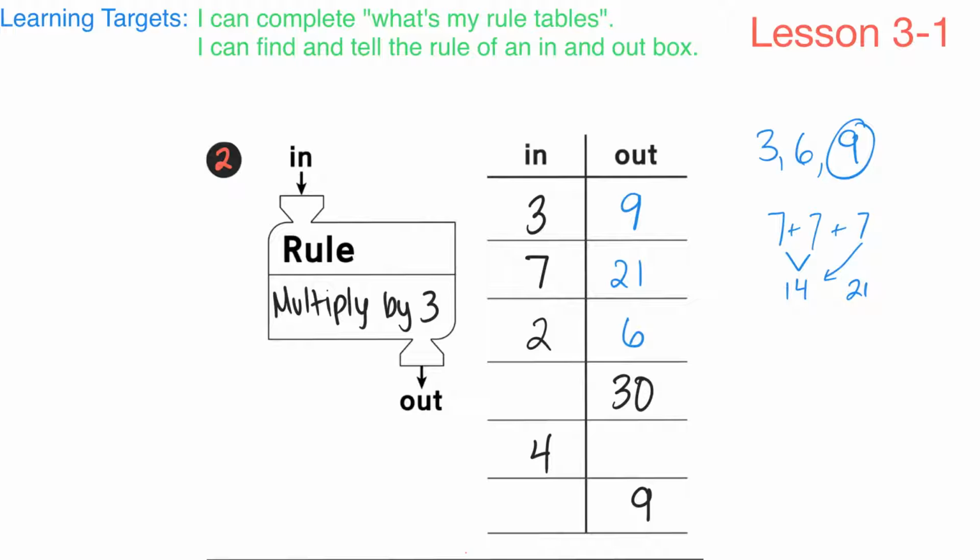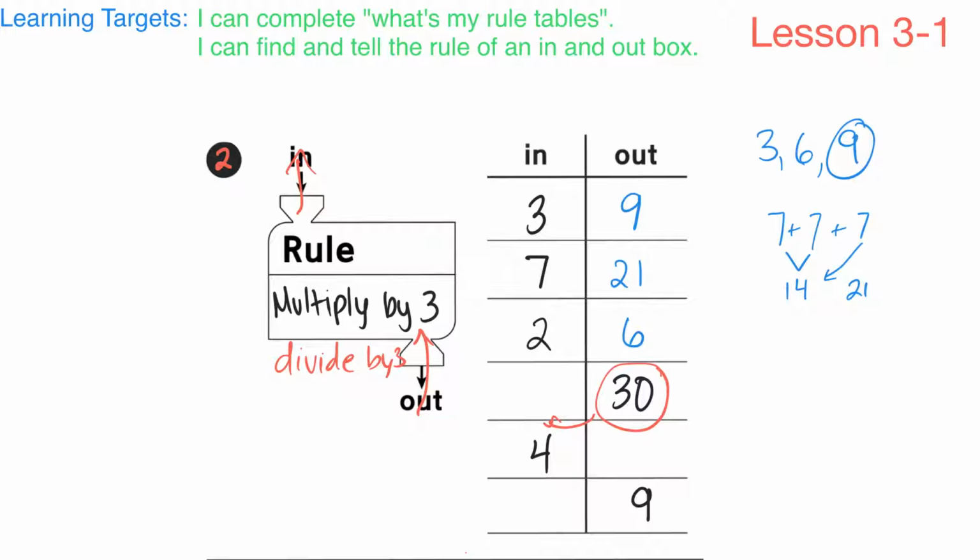But now if you wait a second, we've already got the out. So if we did 2 times 3 to get to 6, if we did the opposite and did 6 divided by 3, we'd get 2. Because if we're going to go in this direction, backwards through our in and out rule table, what we have to do is we have to reverse this rule. So the opposite of multiplication is division. Divide by 3.